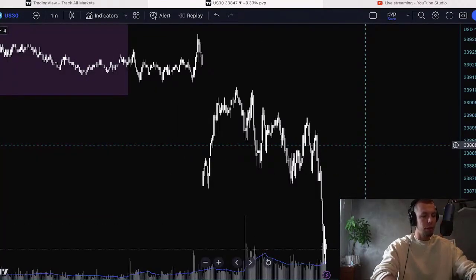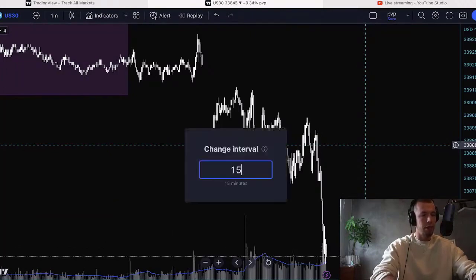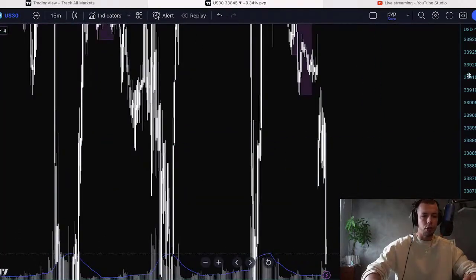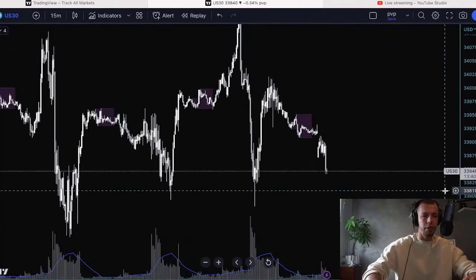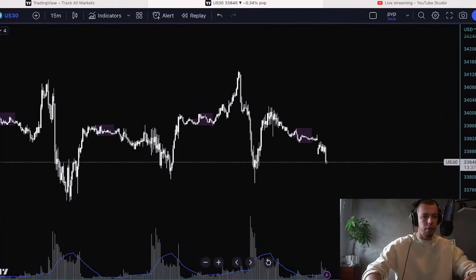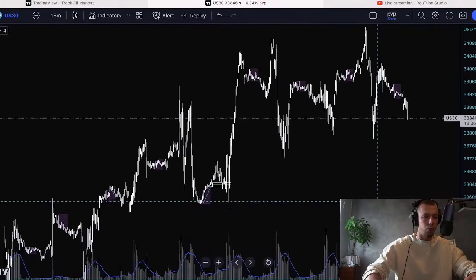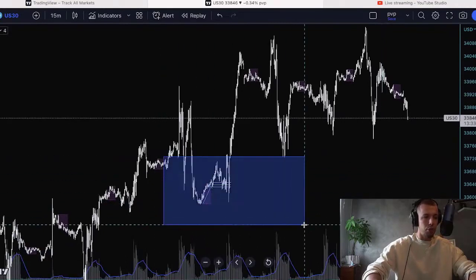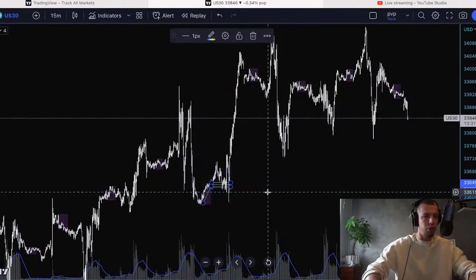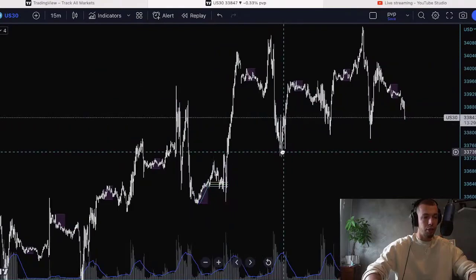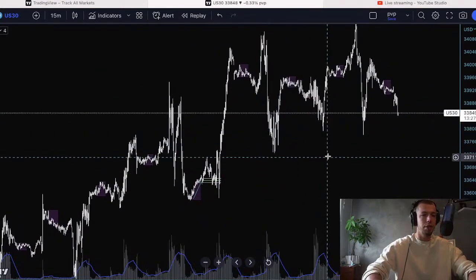So let's look for liquidity. This is where we start. When I start trading on charts, the first thing I look for is liquidity. I don't want to go on the 4 hours. I don't want to go on the 1 hour for now. I just want to look for liquidity. And we need to identify liquidity correctly. And then after that, we can move on.